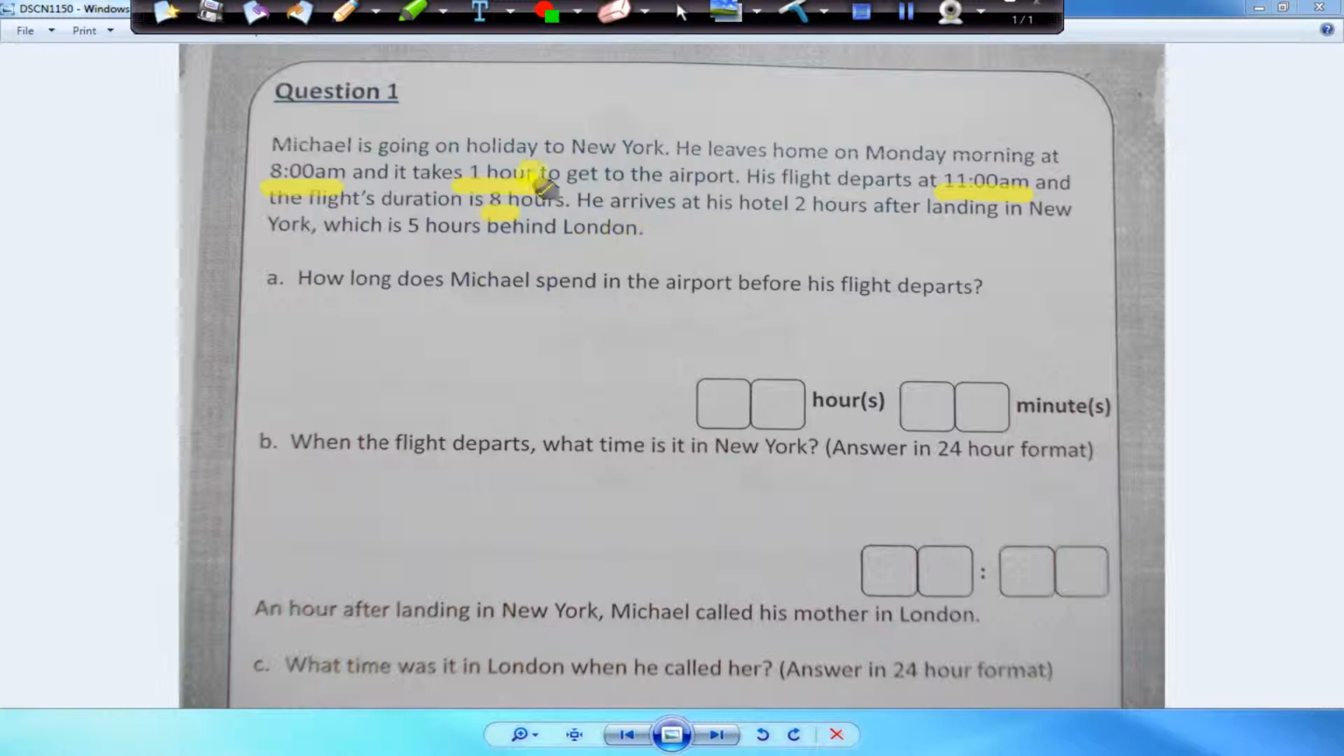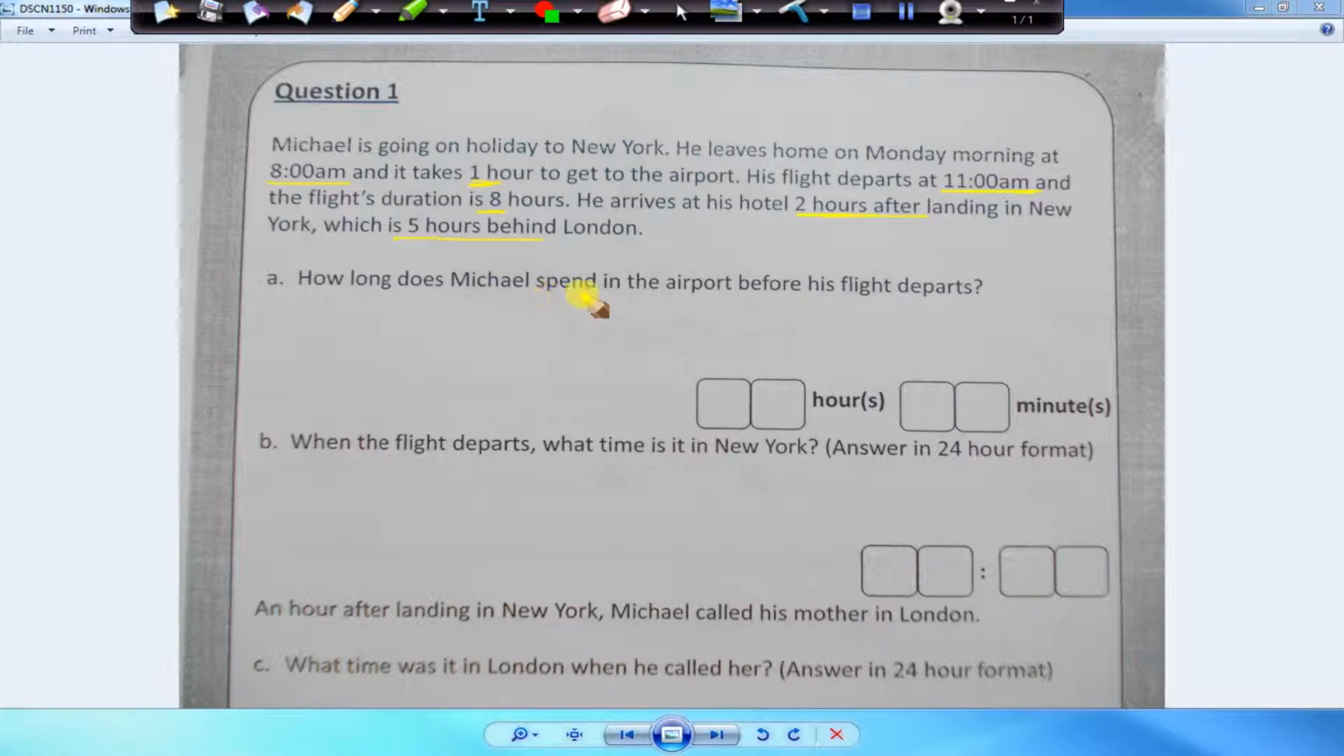I think some of this is covering up the... Right, let's just clear that. Let's use a yellow pen. So he's going on holiday, so he leaves at 8 a.m. It takes 1 hour. He leaves at 11 a.m. and it takes 8 hours. He arrives at his hotel 2 hours before landing in New York, which is 5 hours behind London. How long does Michael spend in the airport before his flight departs?